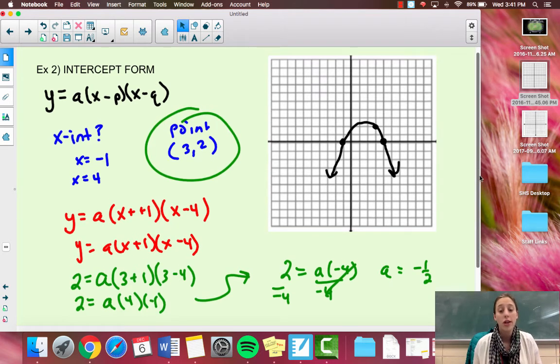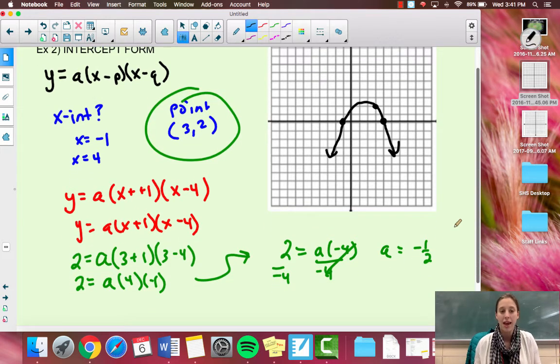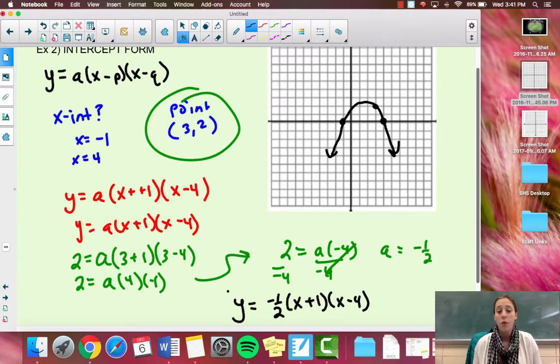Now remember, a is not your final answer, the equation is your answer, so I just have to plug the a back in. So my final answer is going to be y equals negative 1/2, and then keep everything else in its factored form. So the (x plus 1) and the (x minus 4).